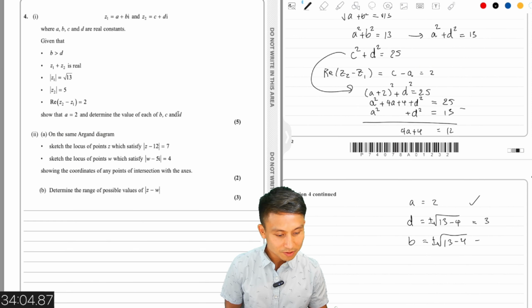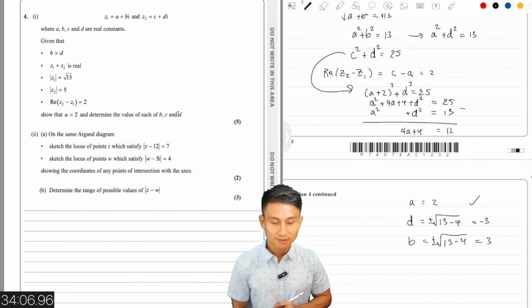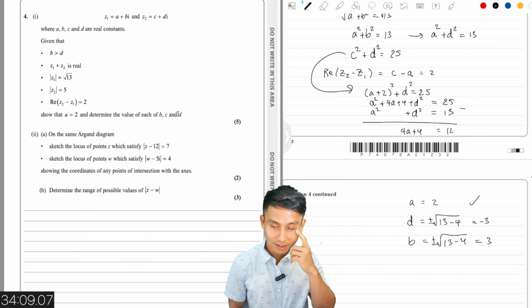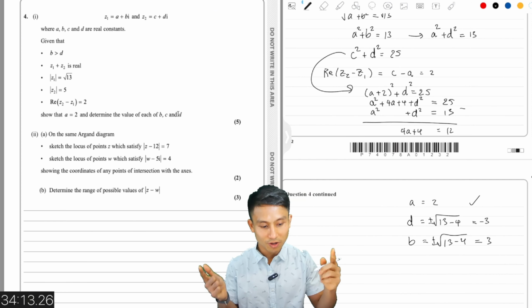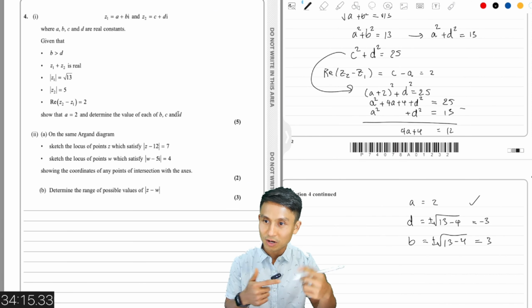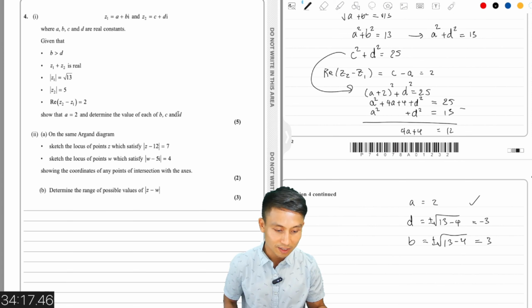So b must be positive and d must be negative then, because b must be greater than d. They can't be equal. So if one has to be greater, then b will be positive and d will be negative, because when you square root both sides, you get plus or minus here, don't forget. Okay. And then what else do we have?